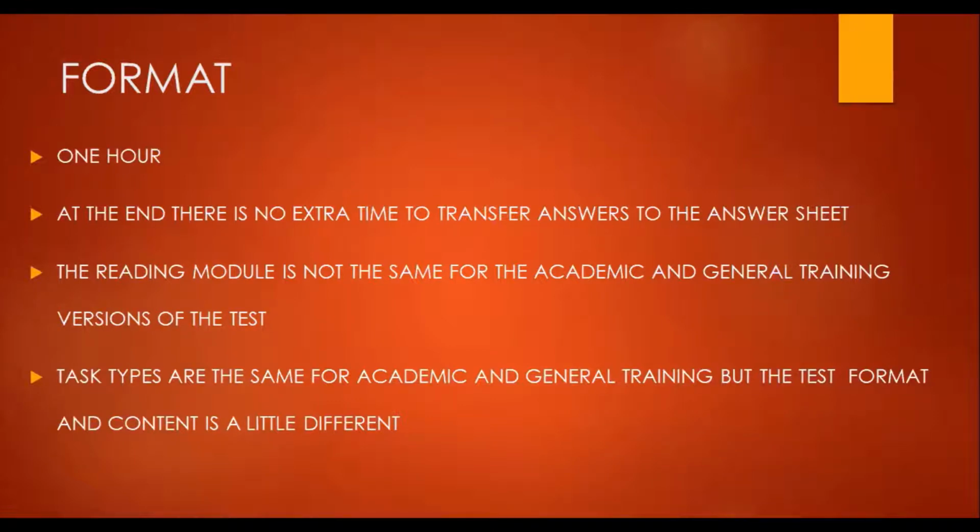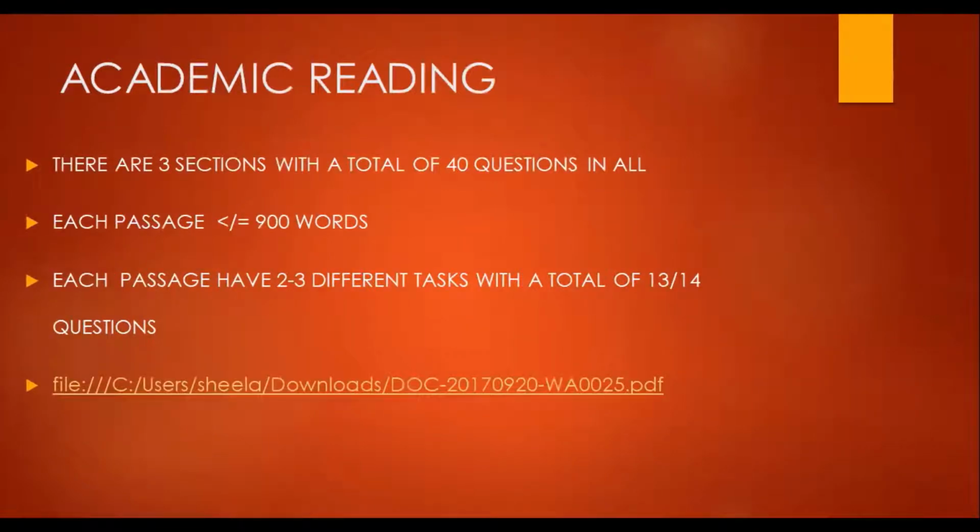For academic reading, there are 3 sections with a total of 40 questions. There are 3 sections: passage 1, passage 2, passage 3. I know you people are doing the reading, so you know what academic reading is. There will be 3 passages, and altogether there will be 40 questions. Each passage will contain about 900 words at most.